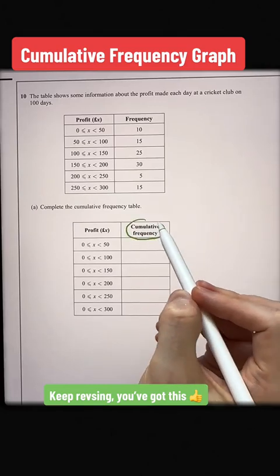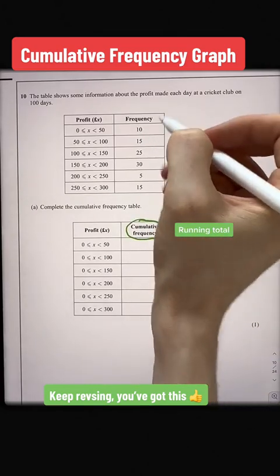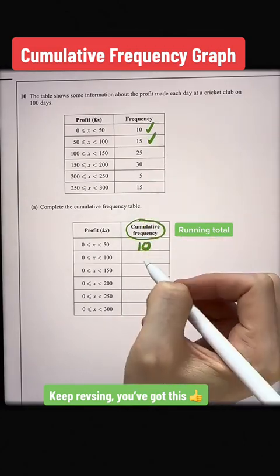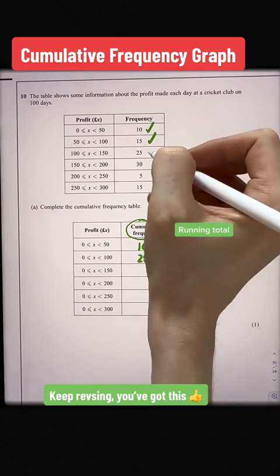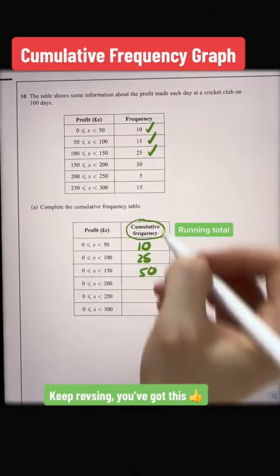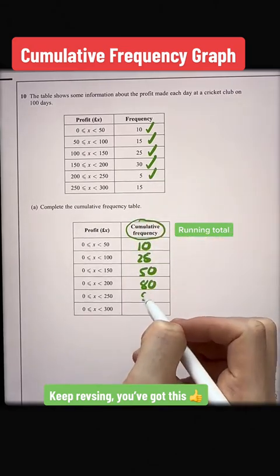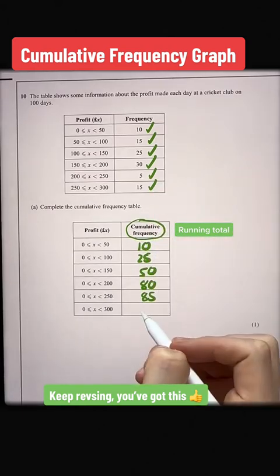Cumulative frequency means running total. Our first frequency stays exactly the same, in this case 10, and we just keep adding. So 10 add 15 gives us 25. 25 add 25 gives us 50. 50 add 30 gives us 80. 80 add 5 gives us 85. And 85 add 15 gives us 100.